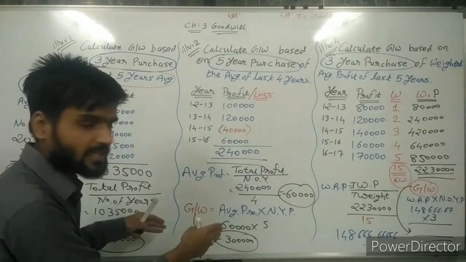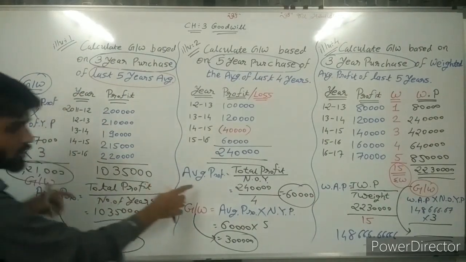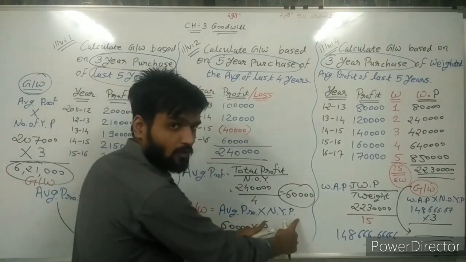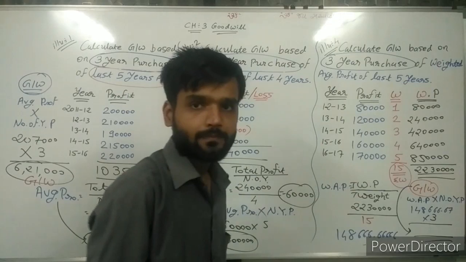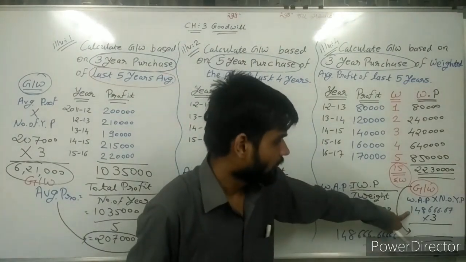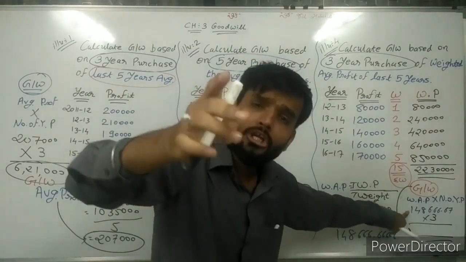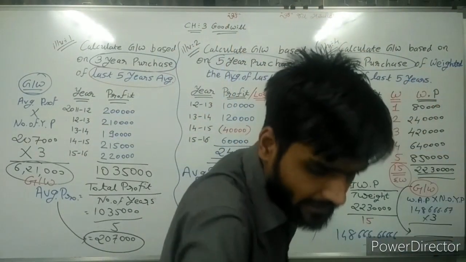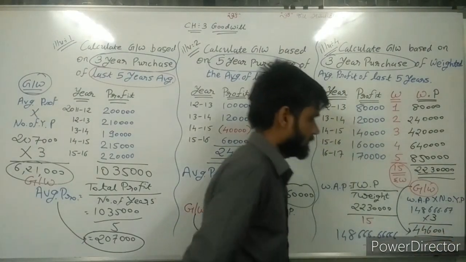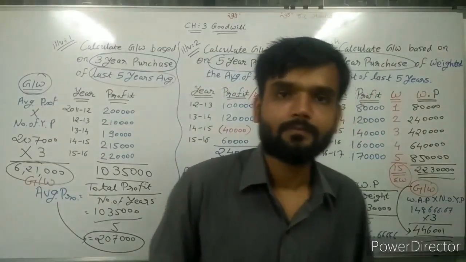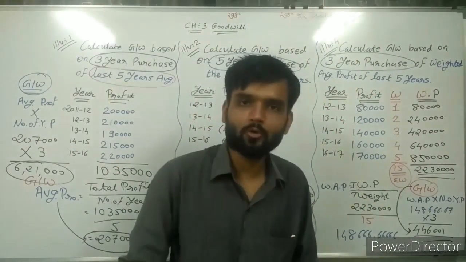Simple. If the simple average method is there, simple average profit into number of years purchase. Here weighted average is there, so weighted average profit into number of years purchase. Here you need to find 1,48,666.6666 into 3, and you will get the answer 4,46,001 rupees. In this way, you can calculate goodwill.